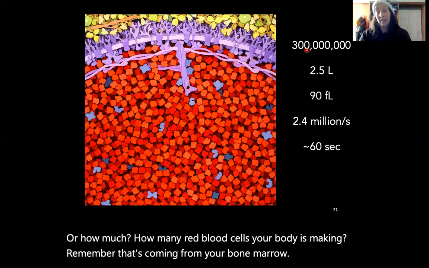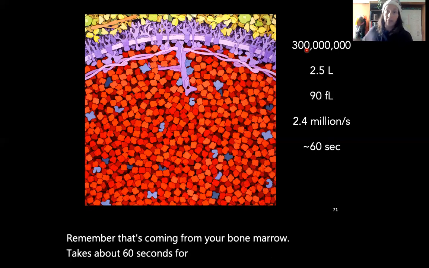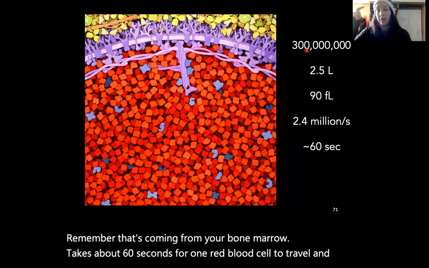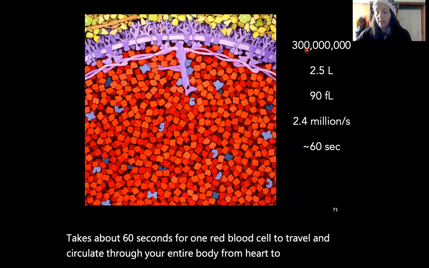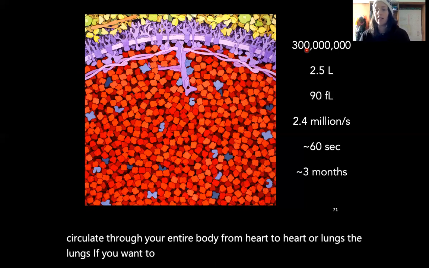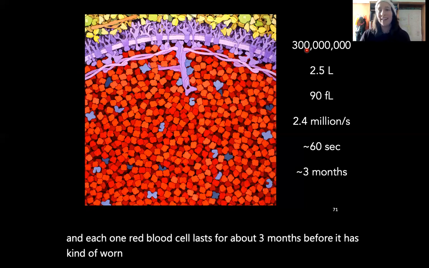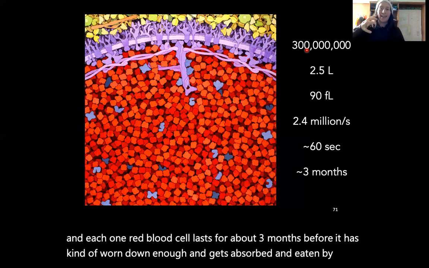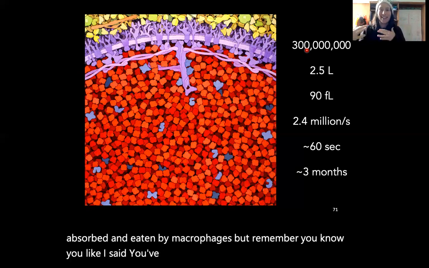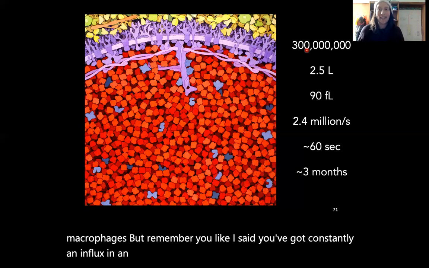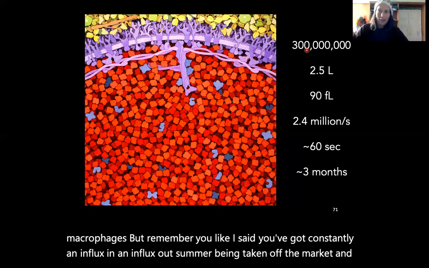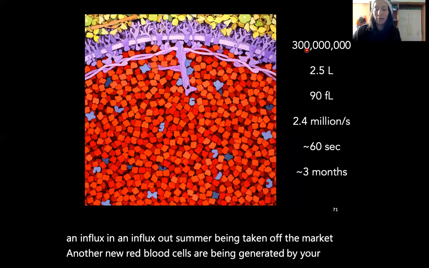It takes about 60 seconds for one red blood cell to travel and circulate through your entire body from heart to heart, or lungs to lungs, if you want to use that as your starting and stopping point. And each one red blood cell lasts for about 3 months before it has worn down enough and gets absorbed and eaten by macrophages. But like I said, you've constantly got an influx in and an influx out. Some are being taken off the market, and other new red blood cells are being generated by your bone marrow and pumping out into your blood.